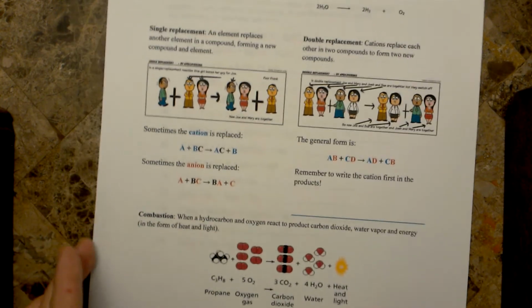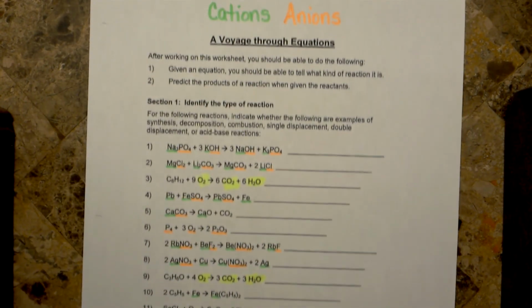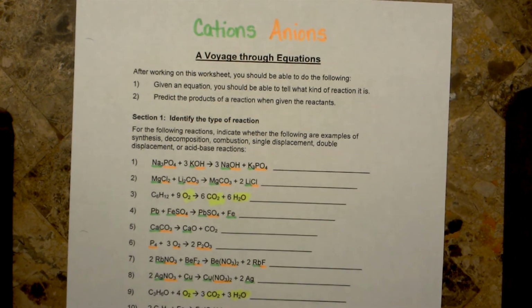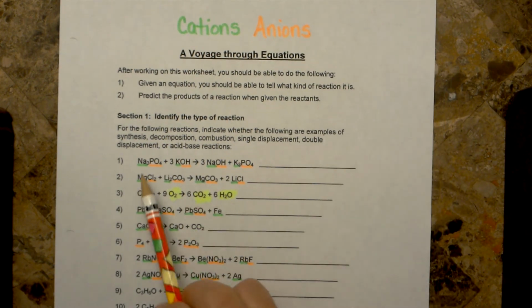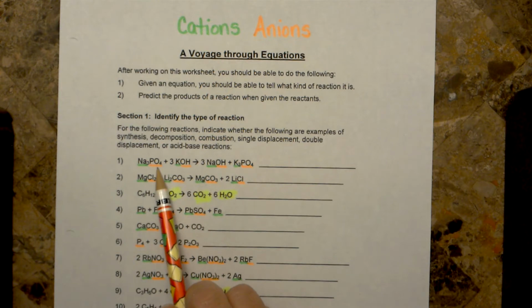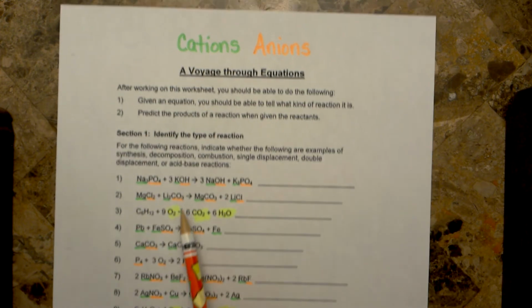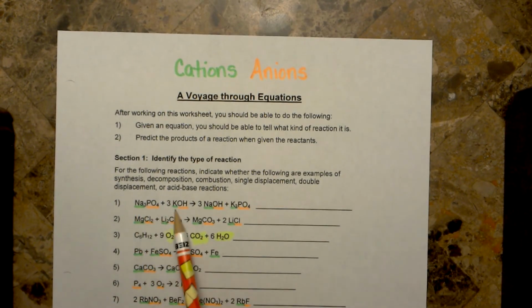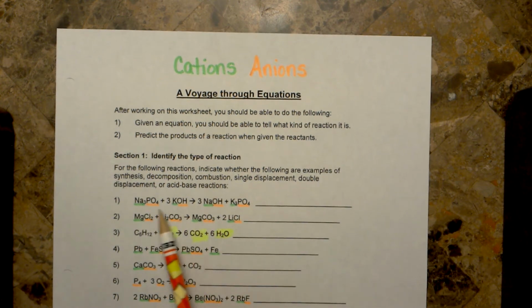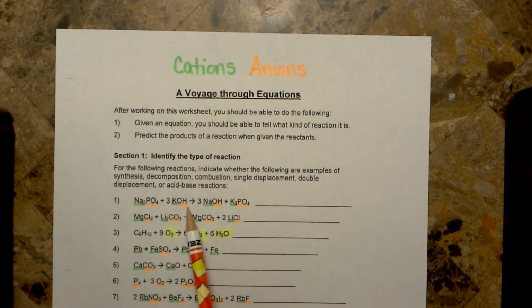So let's practice identifying types of reaction using this worksheet you can find on the internet. In this case, this is a metal, and this is a nonmetal polyatomic. This is a metal, this is a nonmetal polyatomic. And so the cations I've underlined in green, and then the anions or the polyatomic anions I've underlined in orange to help indicate what kind of reaction.